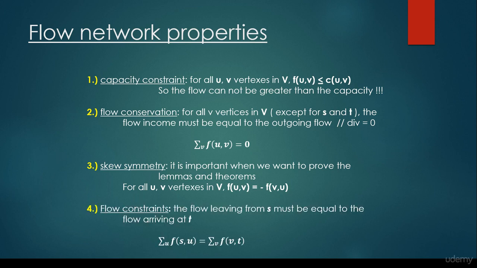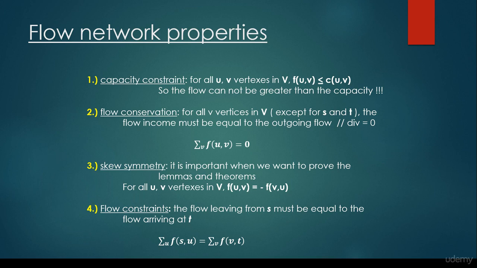Okay. And the so-called flow constraints: the flow leaving from s must be equal to the flow arriving at t. s is the source, t is the sink basically. And we are able to write this constraint with the help of a sum like this. So sum over u of f(s, u) is equal to the sum over v of f(v, t).